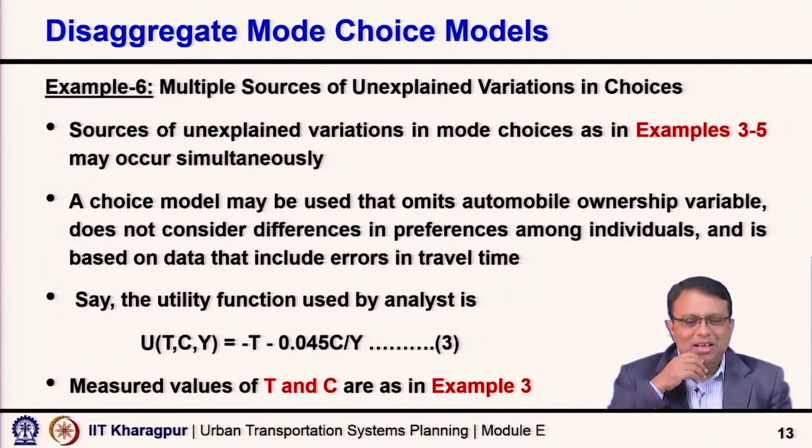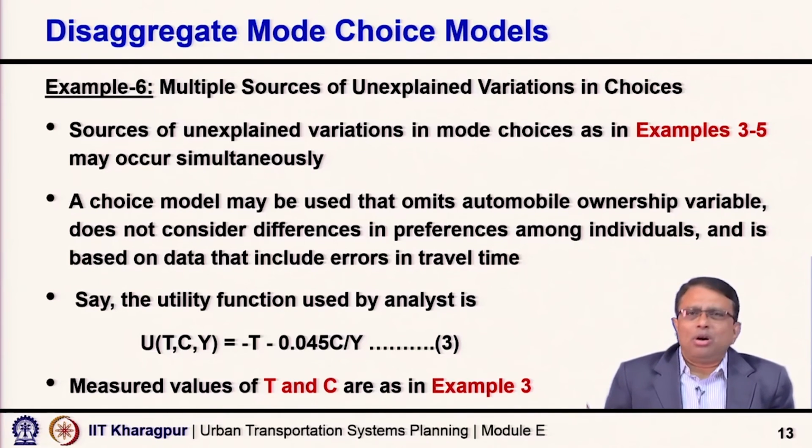I have also taken an example here where multiple sources of unexplained variations are considered. The sources of unexplained variation in mode choice, as in examples 3 to 5, may occur simultaneously. Suppose all this may also occur combined, not that I will always have only measurement error; we may have a proxy variable, omission of variables, all multiple things may be combined together.